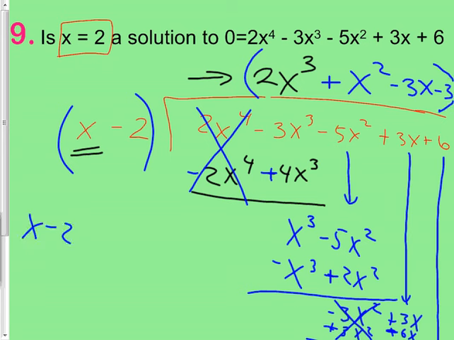X minus 2 times 2x to the third plus x squared minus 3x minus 3.